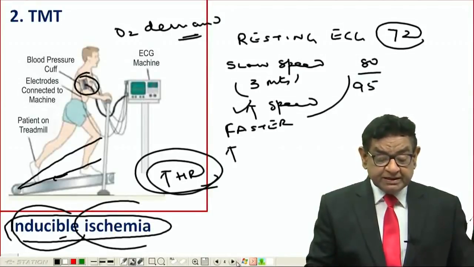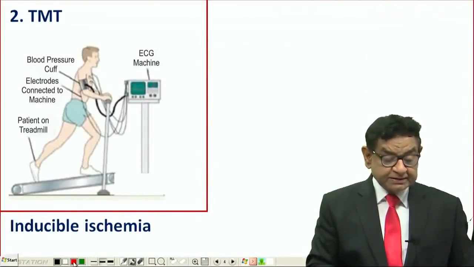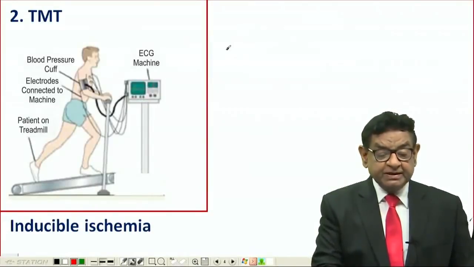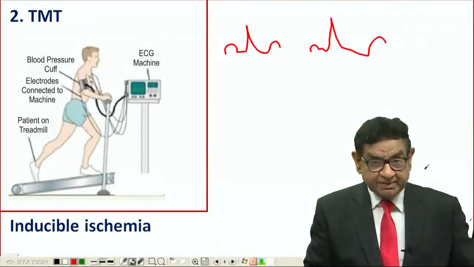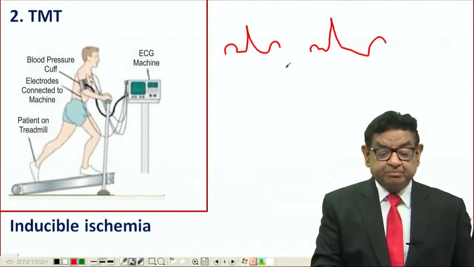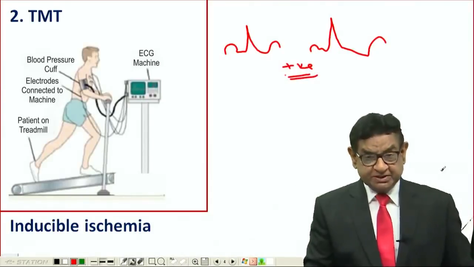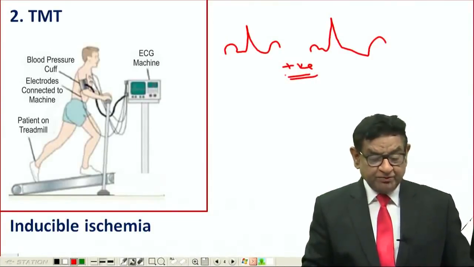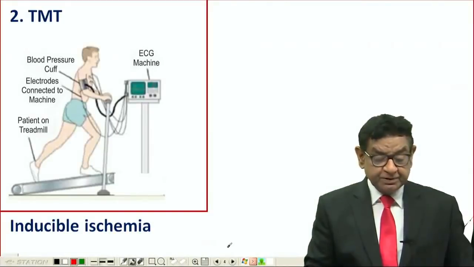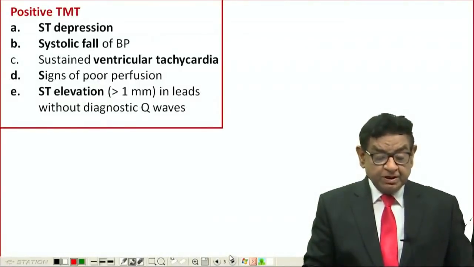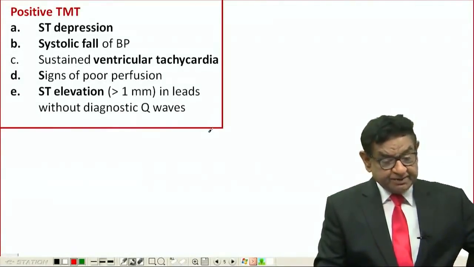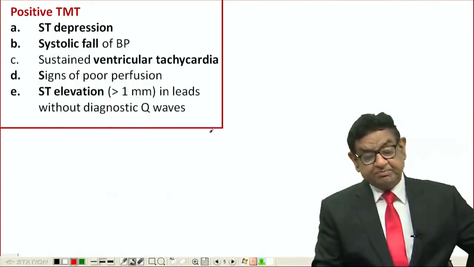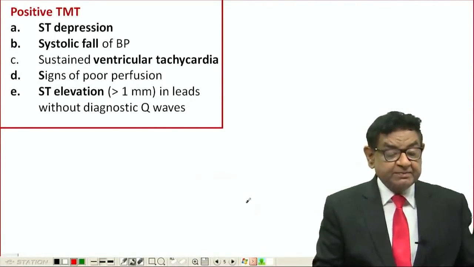Now, the initial ECG was normal in this case. That's why we went for TMT. Suppose this was the initial tracing, normal. And now, when the heart rate increases, we start getting ST segment depression. So now we can say the test is positive for inducible ischemia. I hope you understood the meaning of inducible ischemia. So let's see what are the conditions where we may get false positive TMT tests. Sometimes we may get a false positive TMT test.